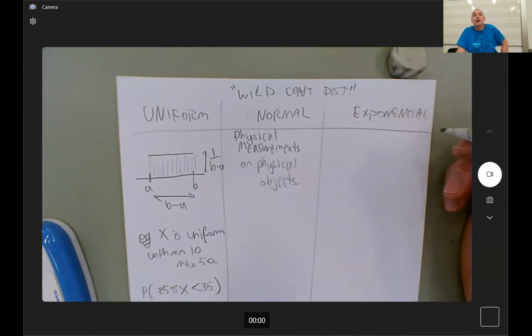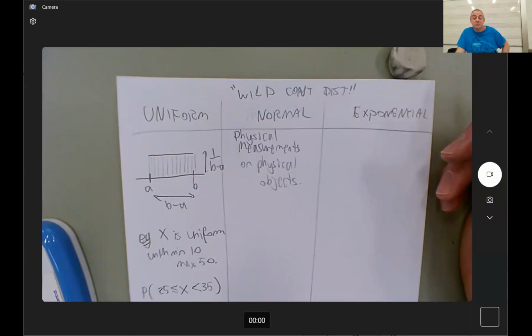Basically, anything that is caused by multiple influences tends to be normal. So the heights of people, the lengths of pencils made by your machine at the factory, the weights of ice creams made by your factory, whatever, they're almost always normally distributed.